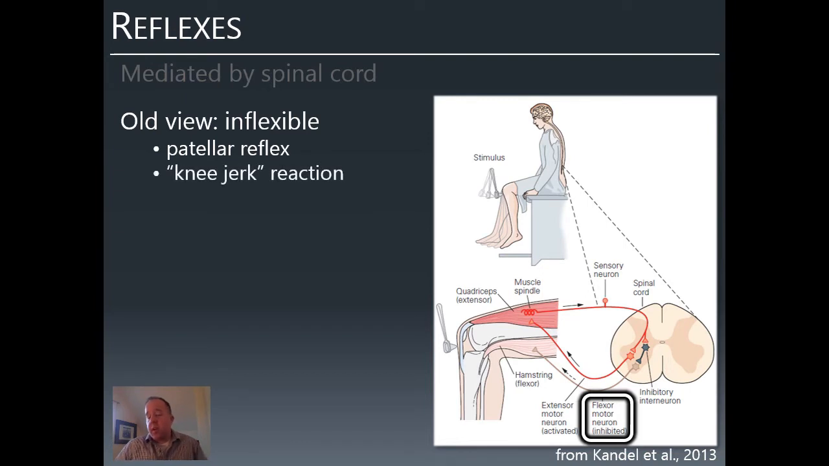And this is what gives us what we call the knee-jerk reaction. That phrase in our language means something automatic, something quick. And this is a classic example of an inflexible reflex. You can keep your leg from kicking out if you really try, but you don't have much control over this.